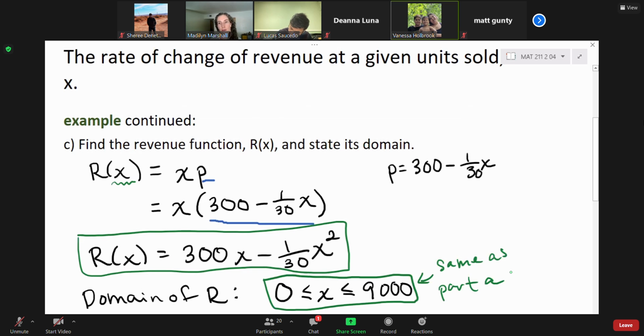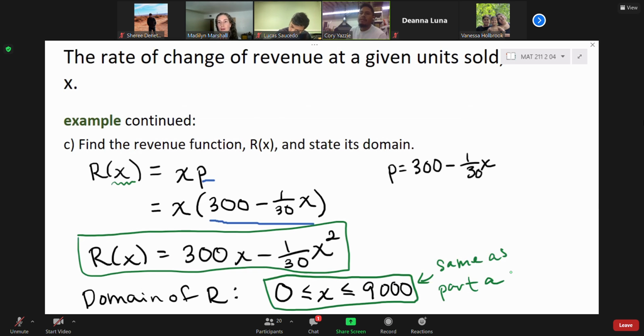Now, will we always get lucky like that, or will it be different sometimes? Good question. It will not be different. And I'm going to say it's not that we're getting lucky, it's just the nature of the revenue function. The domain of the revenue function will always be the same as the domain of the price demand equation.